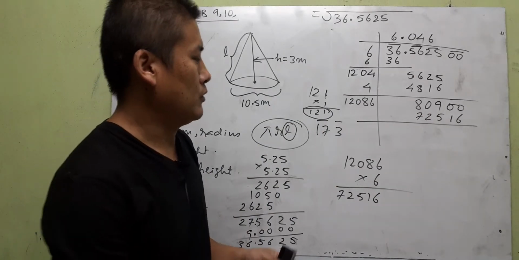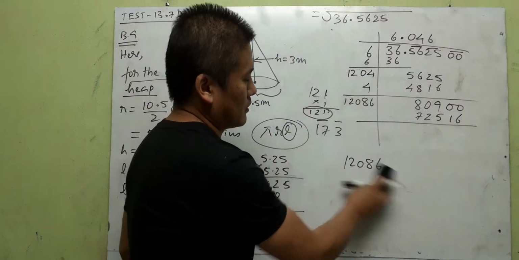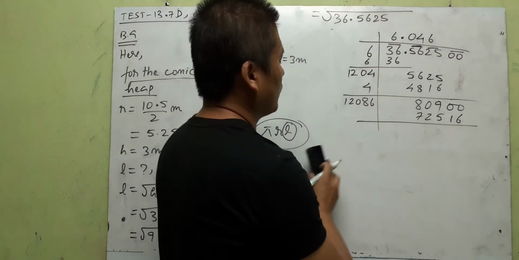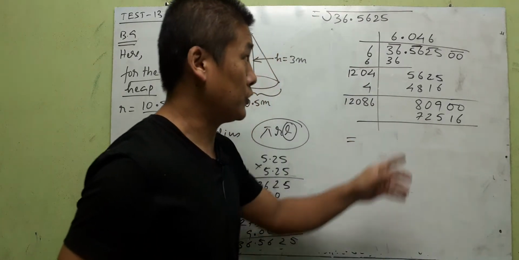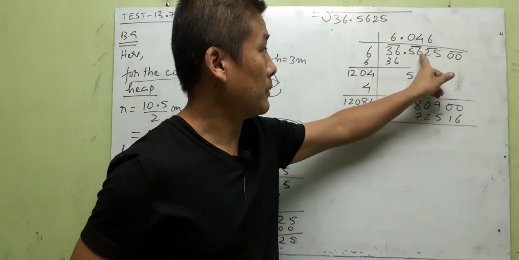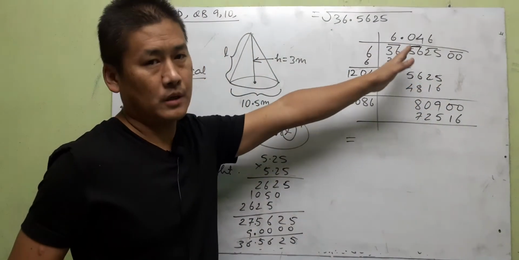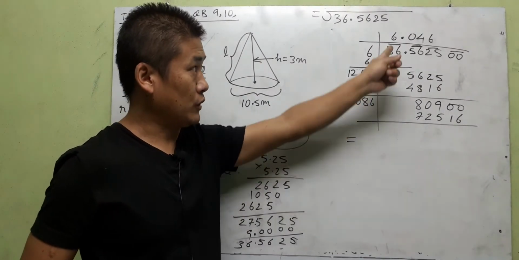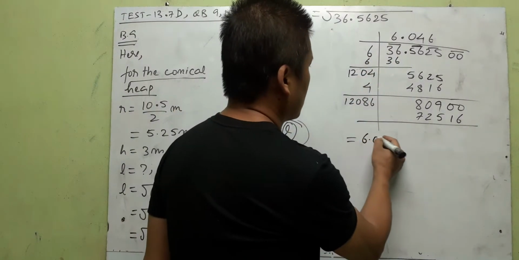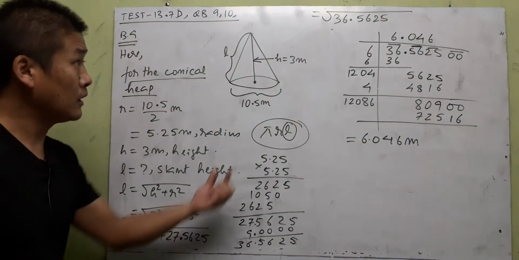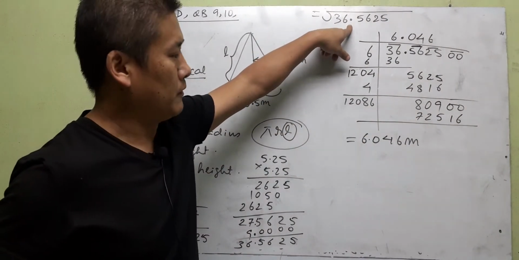So this is how we do. This is not going to end, it will keep on going, so we better stop there. Usually we do up to the third place. That is the most usual way of doing, going up to the third place of decimal by marking 3 periods. Some even do only up to the second place, but the most usual way is the third place. So 6.046 meter is the value of this root here, 36.5625.